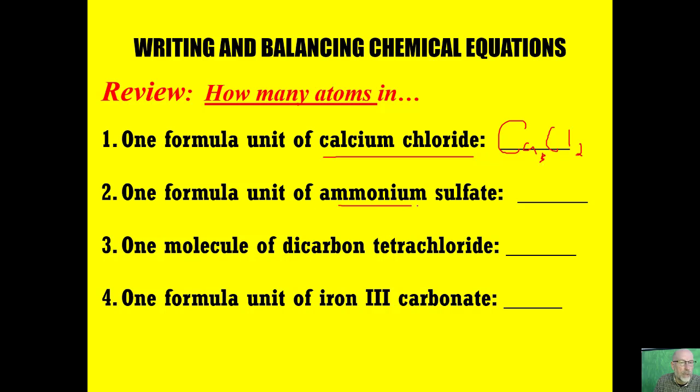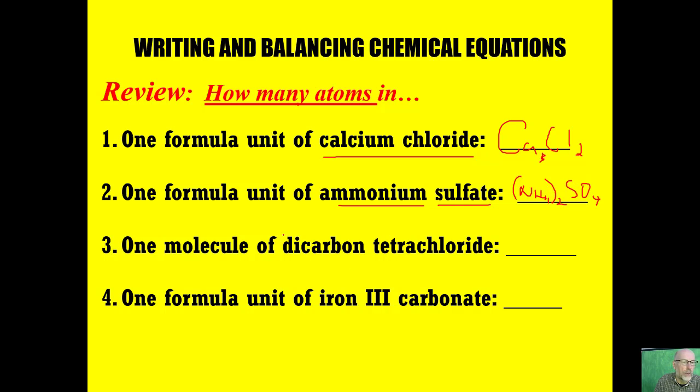Ammonium sulfate. Ammonium is NH4 with a +1, sulfate is SO4 with -2, so put the NH4 in parentheses, (NH4)2, and then SO4, because NH4 is a +1, SO4 is a -2, you need 2 of these.